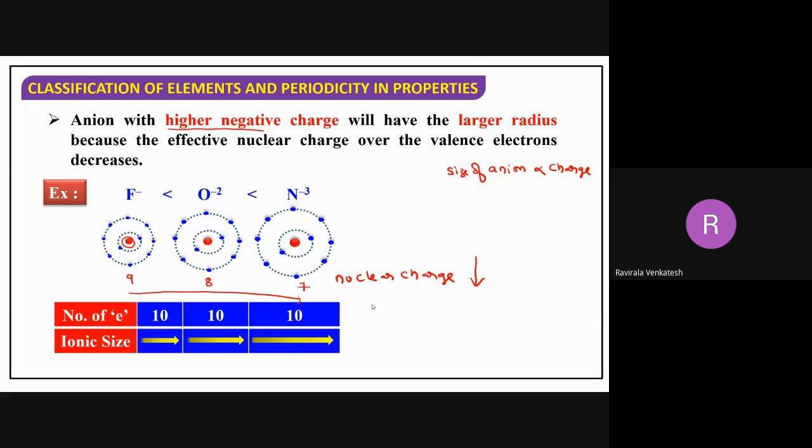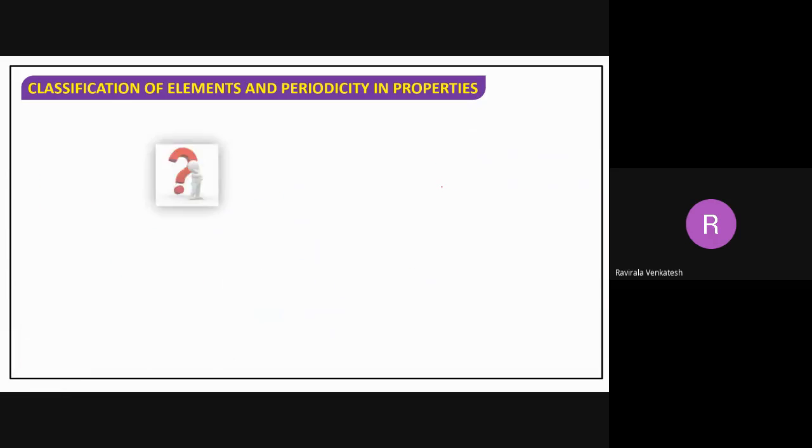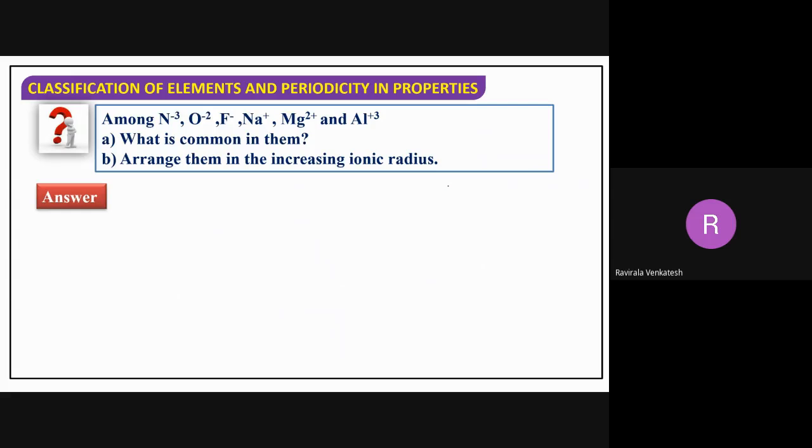Now, in examination, nobody asks you why. You will not get a WH question from this. Nobody asks why it is happening. For your understanding only, I have taken the diagrams. But what do you have to remember? Size of anion is directly proportional to charge. Size of the cation is inversely proportional to the charge. This concept is only for isoelectronic species.